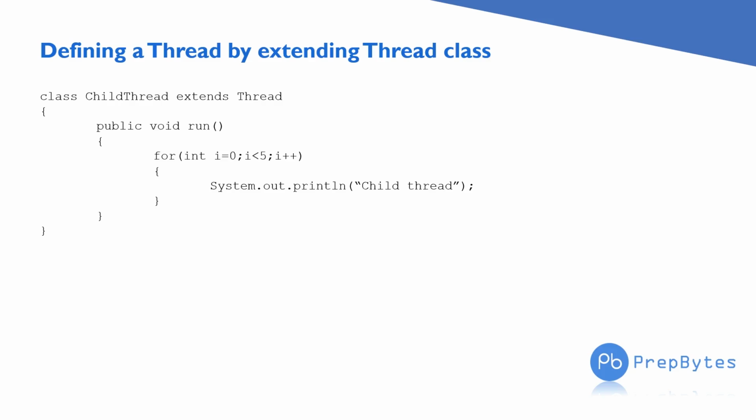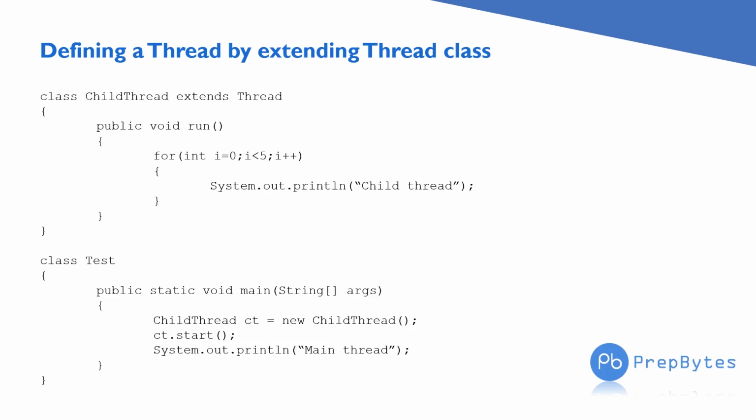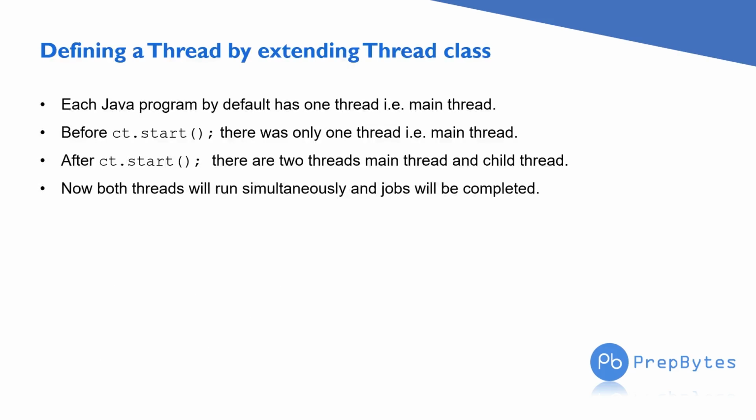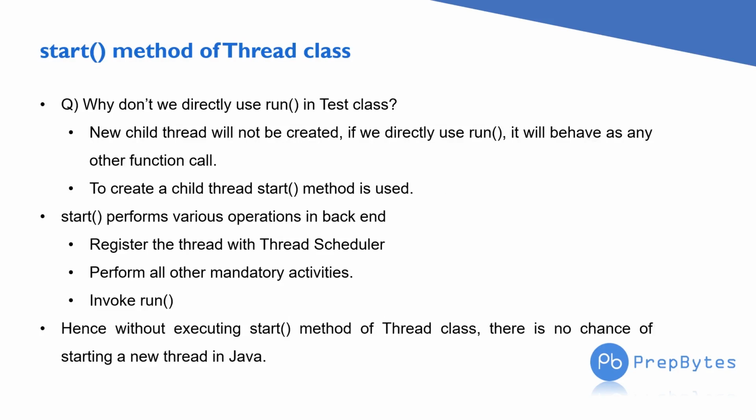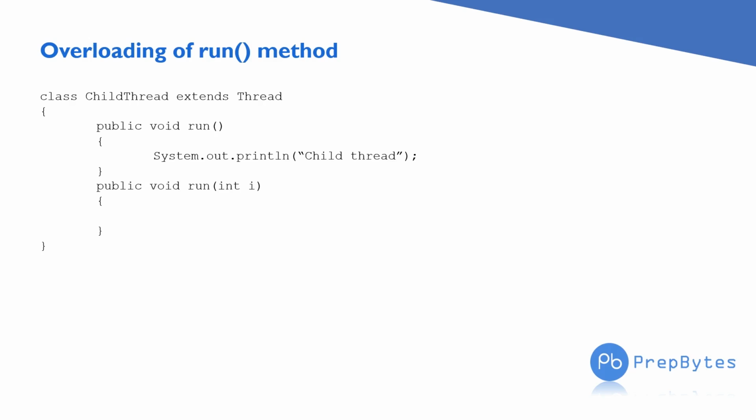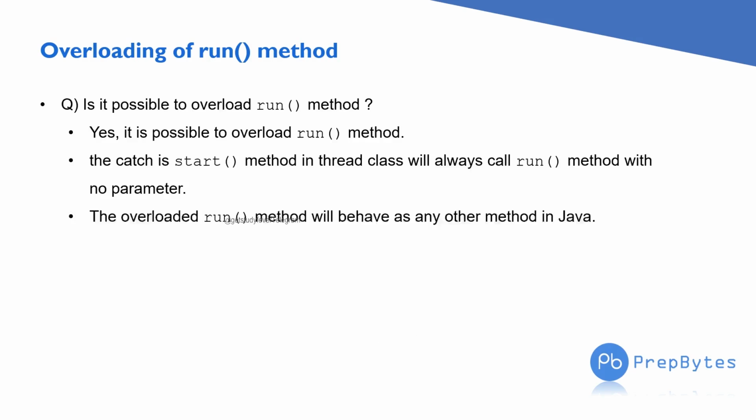Then we have seen how we can extend. We have seen this code, we have implemented this code, and we have run this code also. We have seen these important points. This whole thing is done. What is the importance of start? Why don't we use the run method directly? We have seen this also. What will happen if we overload the run method? Is it possible to overload the run method or not?